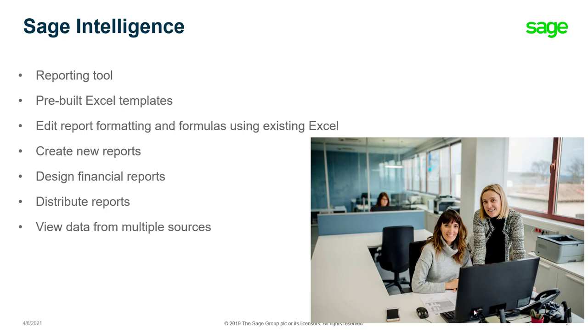Now, you can also distribute the reports, meaning you can email them, send them to a file, multiple ways of getting those reports out to the people in your business that need this information to make decisions in their roles. You can also view data from multiple sources, which means that the report can include data from different applications across your business, different modules within your accounting system.